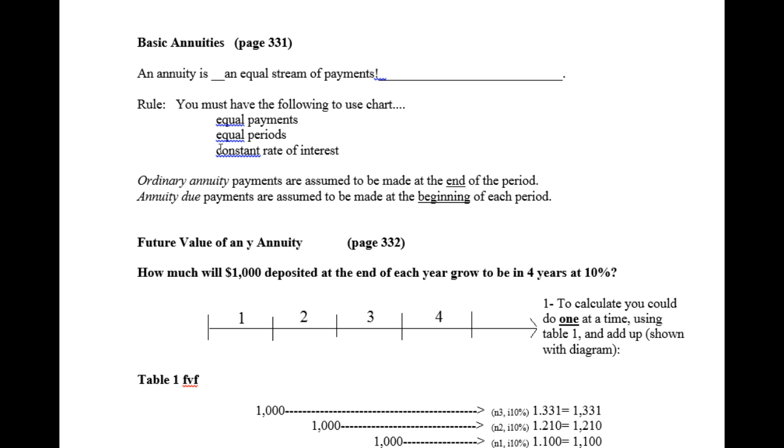Should any of these break down, there are ways you can solve it, but we're going to have to learn techniques for that. An ordinary annuity is when a payment is assumed to be made at the end of the accounting period, and an annuity due is when a payment is assumed to be made at the beginning of the accounting period.